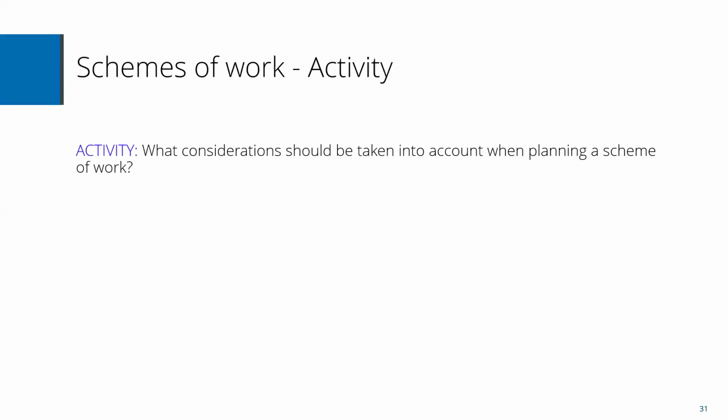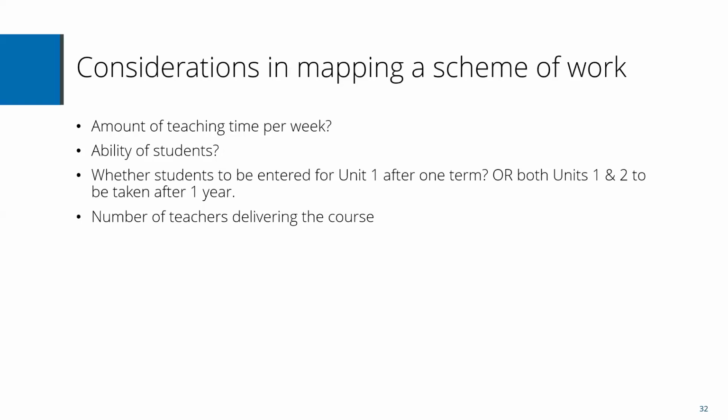So we're moving on now, looking at considerations in mapping of the scheme of work. So these are some of the things to add to your list. Things like ability of students, of course, that's what you're saying here. Number of teachers delivering the course. So just a couple more ideas really for you, as well as all the many things that you've put through for us, which is fantastic.